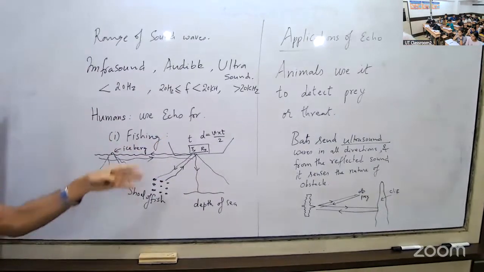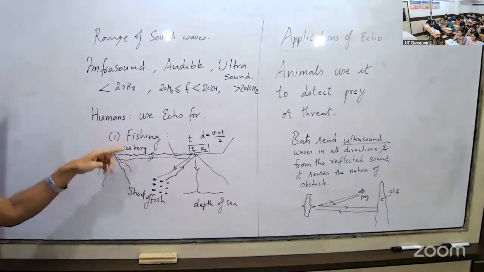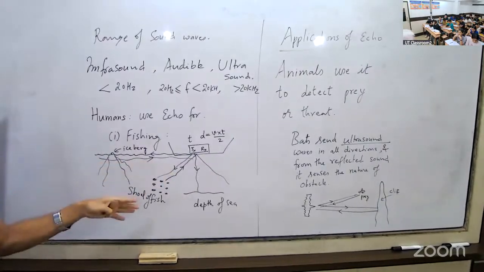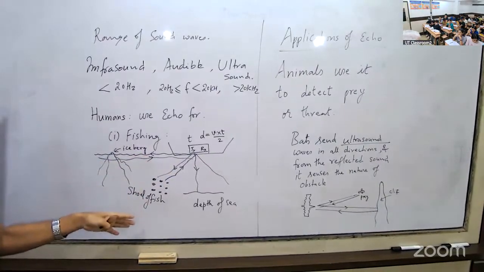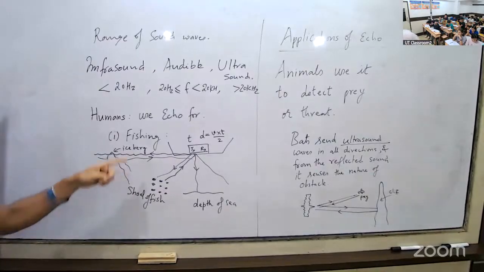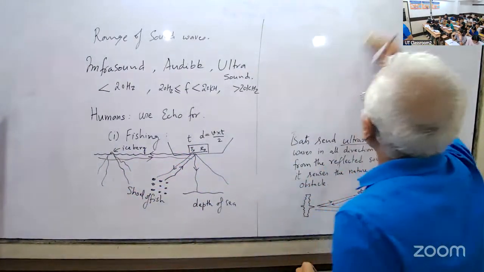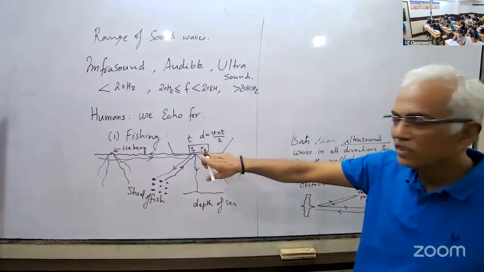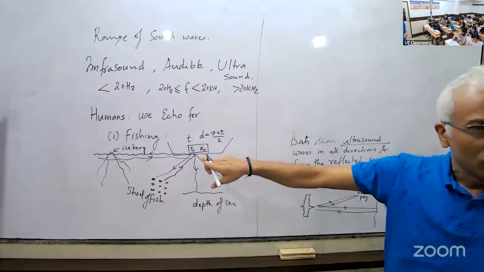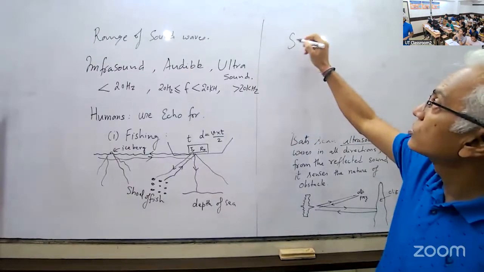So many things have been explained. One is fishing, then navigation, ranging, everything I have explained here itself. Is that clear? So, what is this device? What is this device? This is what?